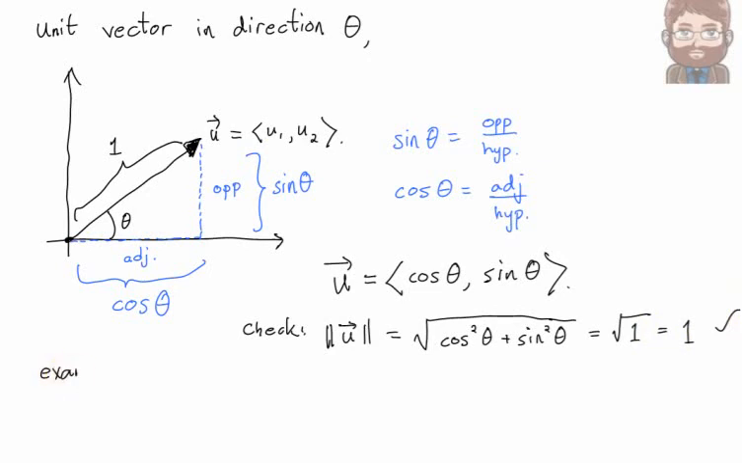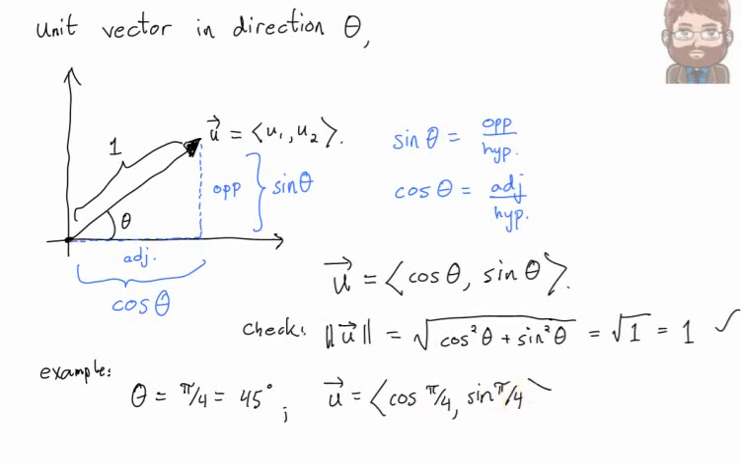It works out well. For example, let's say we want to calculate a unit vector that forms an angle of pi over 4 radians, or 45 degrees, with the x-axis. Well, to calculate the components of that vector, I need to know cosine of pi over 4 and sine of pi over 4. And that, it turns out, is root 2 over 2, comma, root 2 over 2. That's the unit vector in the direction pi over 4.